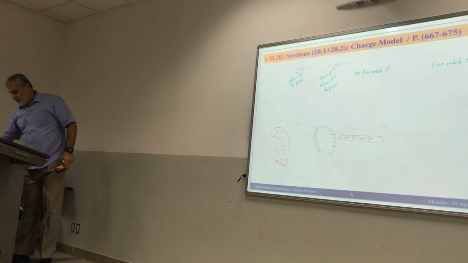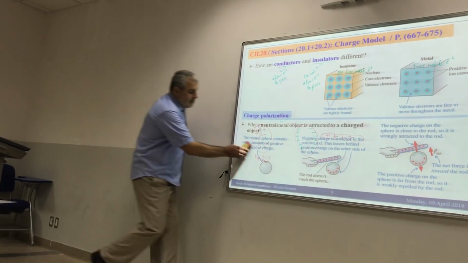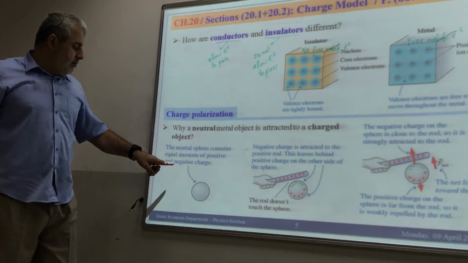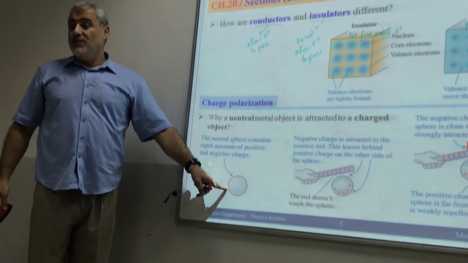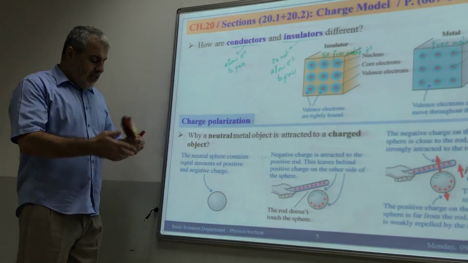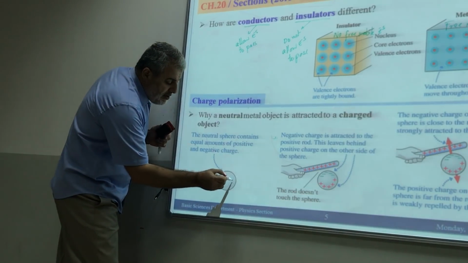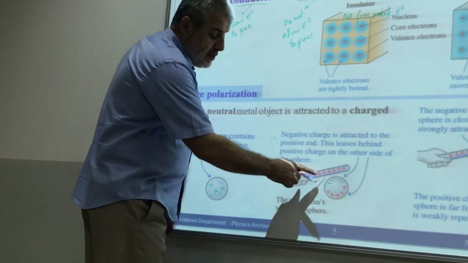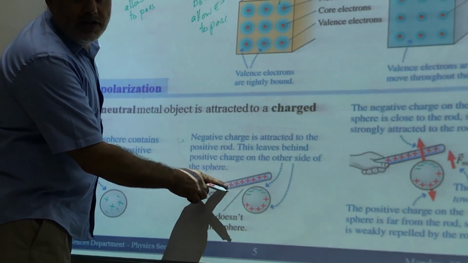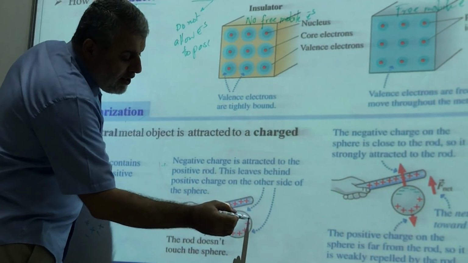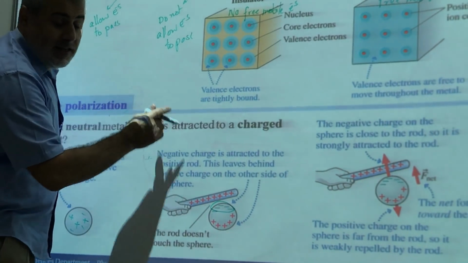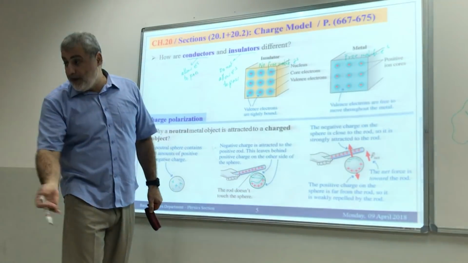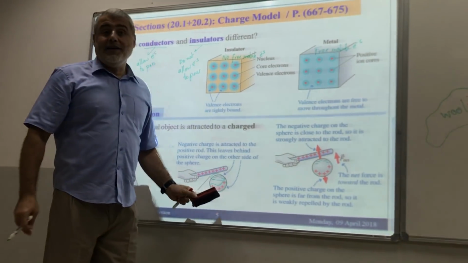Let me show you, as an example. Here we have the neutral sphere or object. When I say neutral, I mean we have, suppose, 3 positive and 3 negative. But when we bring a positive charged rod closer to it, all the negative will accumulate at one side, and all the positive will accumulate at the other side due to attraction and repulsion. So this process is called polarization.